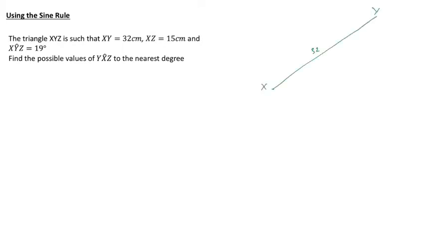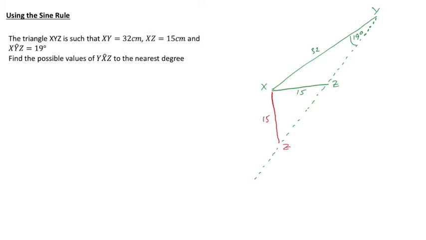So there's our line XY, which is 32 centimeters, and the line XZ is 15 centimeters, and the angle at Y is 19 degrees. So if we put a dotted line to show where that line YZ is going to be, we can see that we can put a line from X to that line that way. So Z is then where you can see it, but we could also put it that way. And so that's why it's saying find the possible values of the angle, because there's more than one.